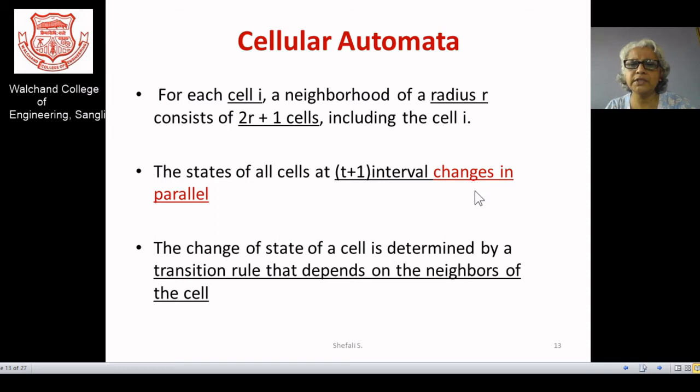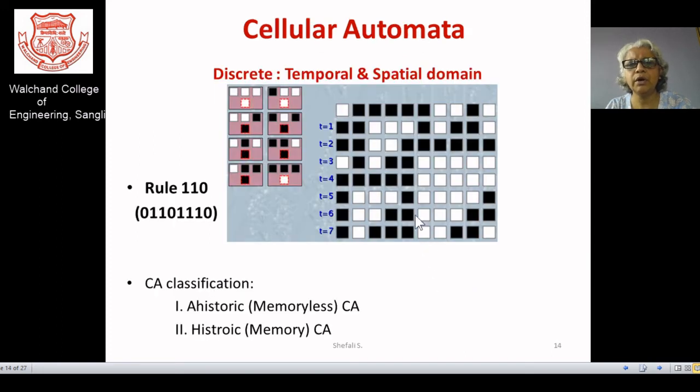And whatever is the changing pattern, that changing pattern you may call the transition rule, and that transition rule is totally dependent on the neighbors of the cell. So how will it work? As I said, it is discrete in time and space, so temporal and spatial domain discreteness is there. So I am using some rule here.